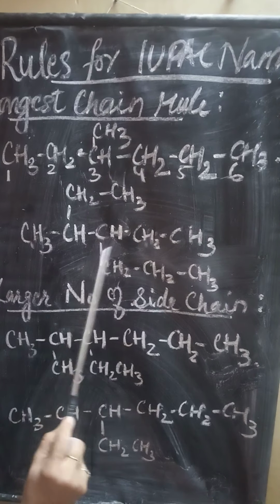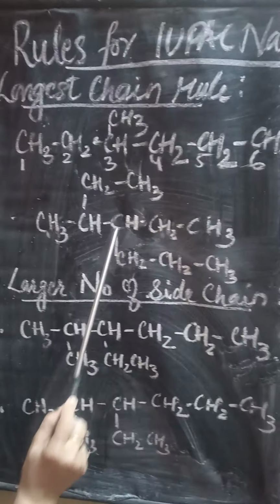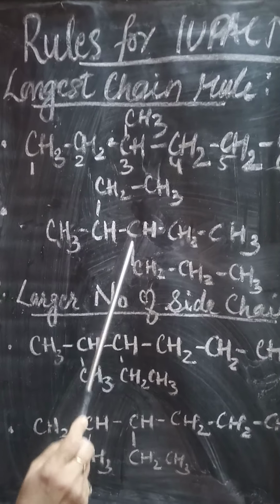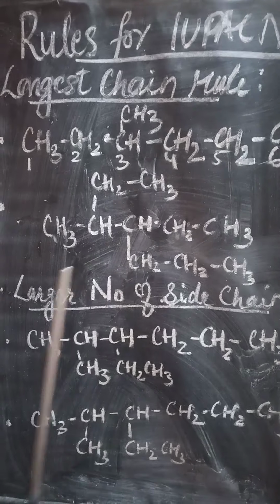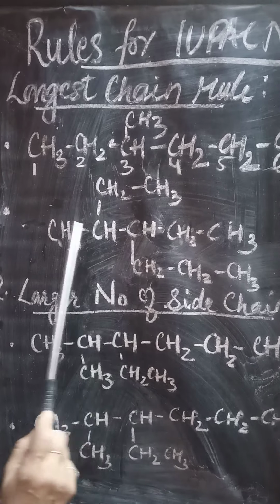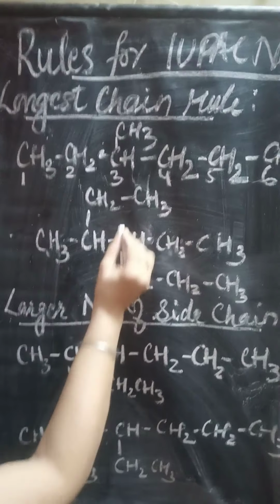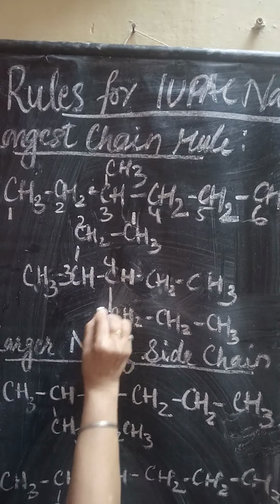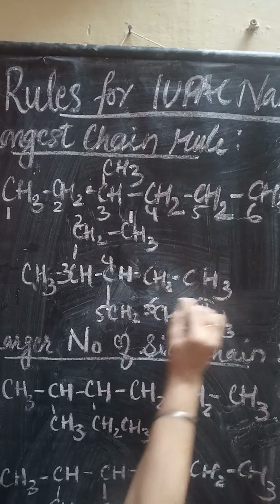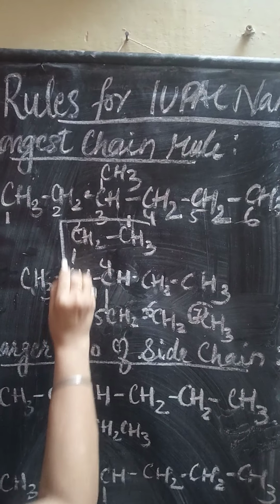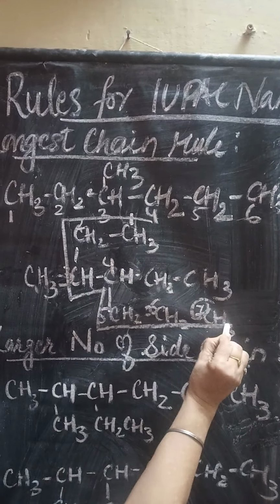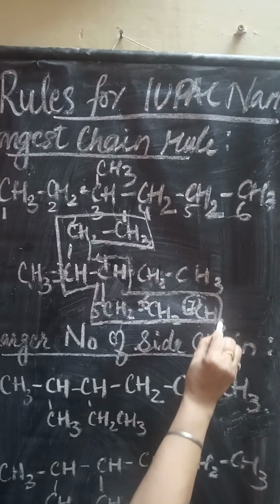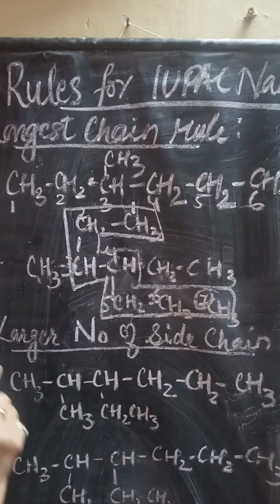But if we see this way, 1, 2, 3, 4, 5, and if we continue, this is a 6 carbon chain. So we have to select the longest chain. I will mark the chain which is the longest one: 1, 2, 3, 4, 5, 6 and 7. In this way, this is the longest chain that we have selected. You can see I will mark it in this way. This is the longest chain. Okay, so the first point is clear.